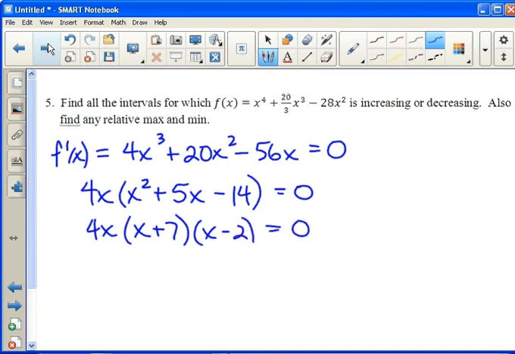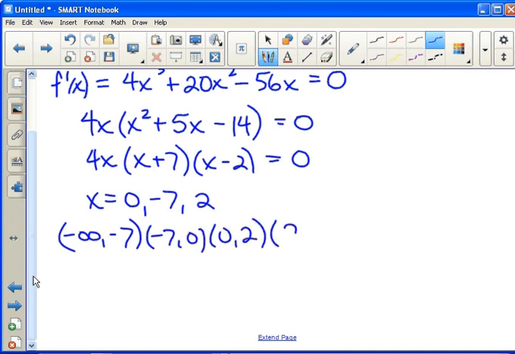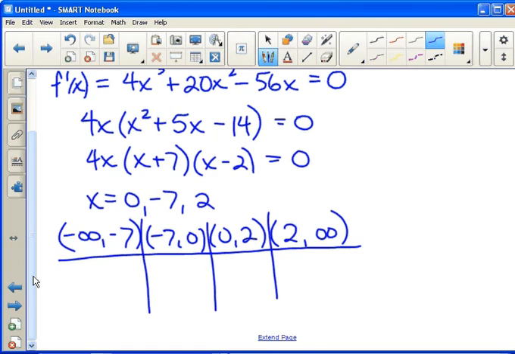Now we need to use these critical numbers to create our chart. So we do negative infinity to negative 7, negative 7 to 0, 0 to 2, and 2 to infinity. And we need to take a test point from each one of those and plug it back in the derivative. Now I'm going to do this rather quickly, but you can go back and check any time.